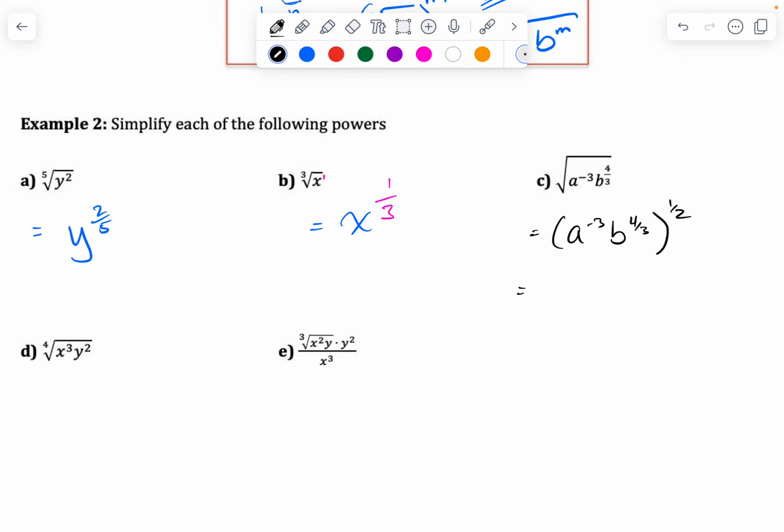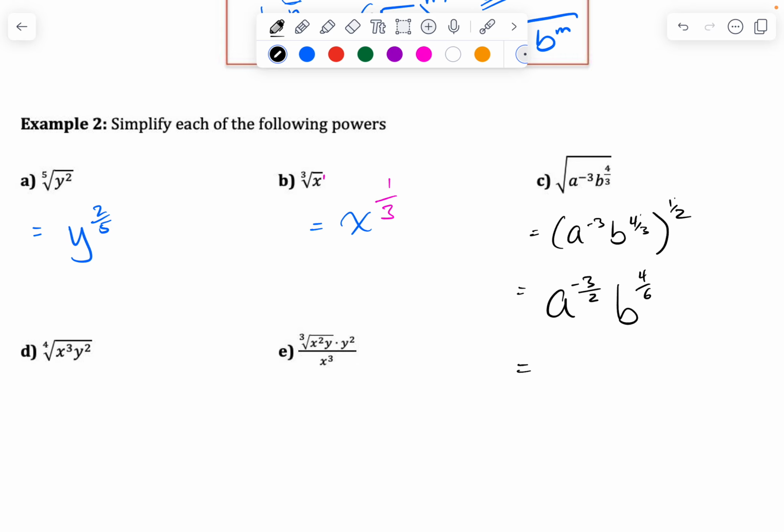So this is going to be a to the negative 3 times a half. So that's negative 3 over 2. B to the 4/3 times a half. Well, 4 times 1 is 4. 3 times 2 is 6.